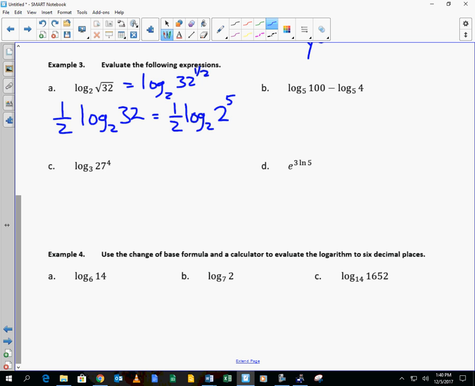Yeah, Charlie, what did you notice? Yeah, log base 2 and 2 are inverse operations. Those cancel, and it leaves you with 1/2 times 5. Nope, it's 1/2 times 5. 5/2.